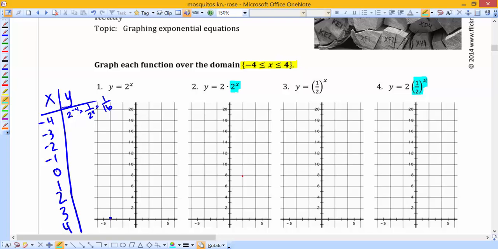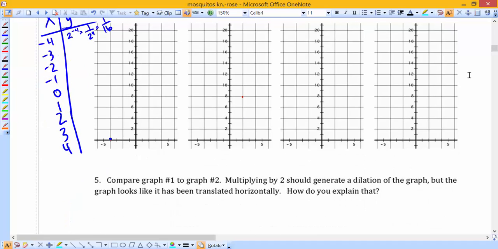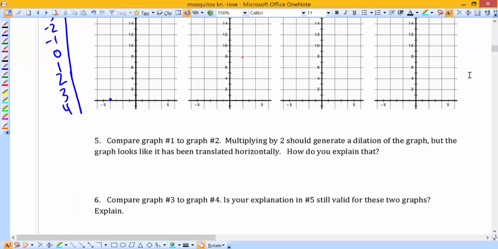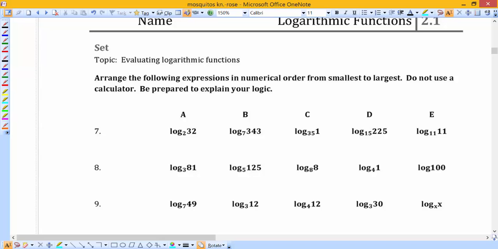They're very important. In order for you to be able to graph a logarithmic function, you have to be able to graph an exponential function. Don't forget, exponentials and logs are inverses of each other. So make sure you understand how to work these graphs. And then once you're done with those graphs, you're going to answer question 5 and 6, where you're comparing them to each other.